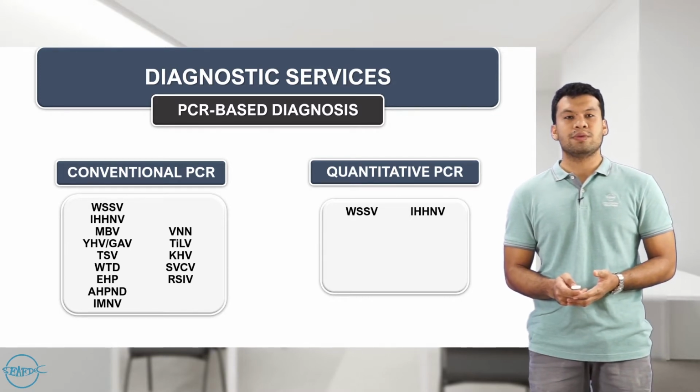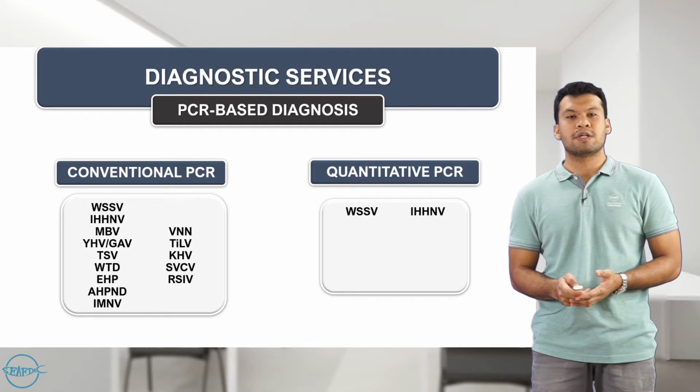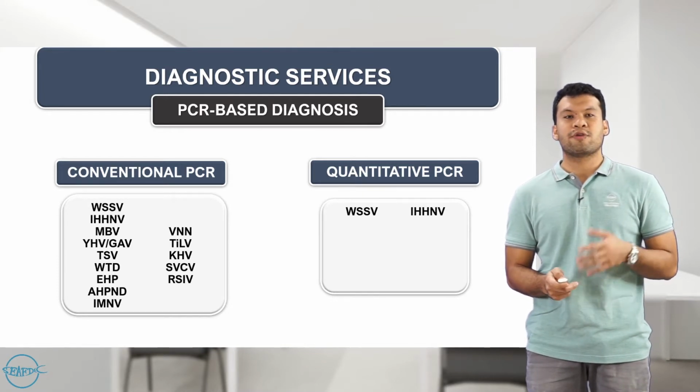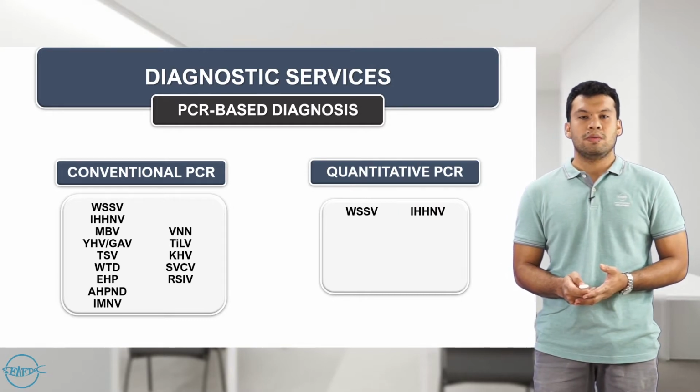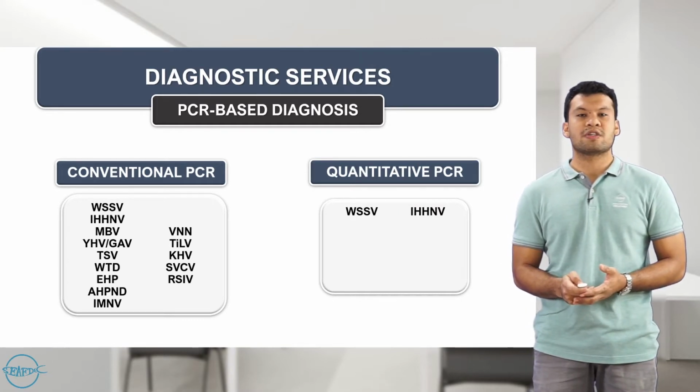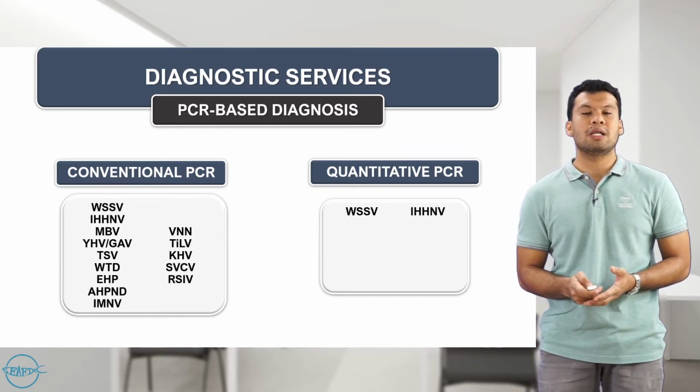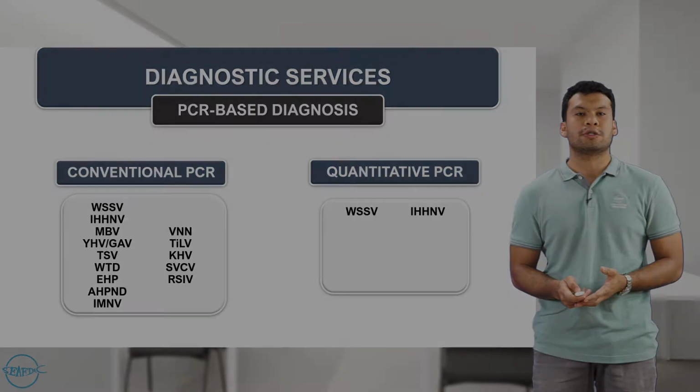And for fish, we conduct viral nervous necrosis, tilapia lake virus, koi herpesvirus, spring viremia of carp virus, and red sea bream iridovirus. That's for your conventional PCR. And for real-time quantitative PCR, we conduct white spot syndrome virus and infectious hypodermal and hematopoietic necrosis virus for both biological samples and also water and soil.